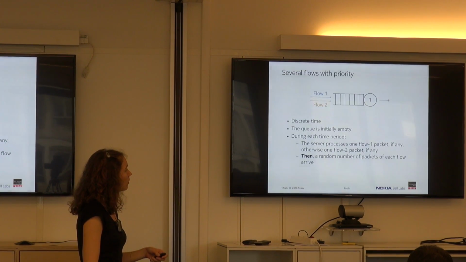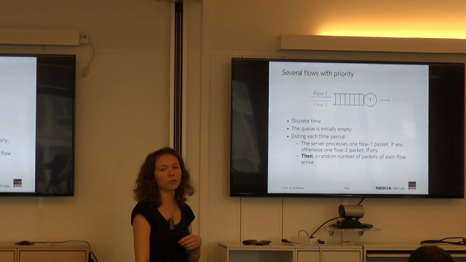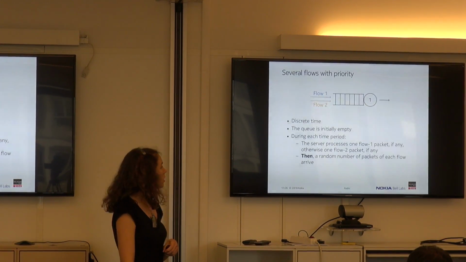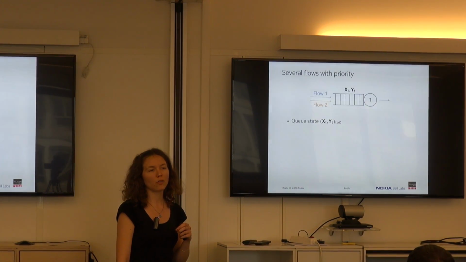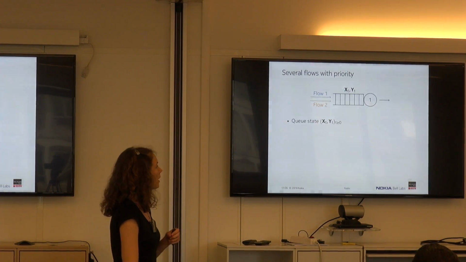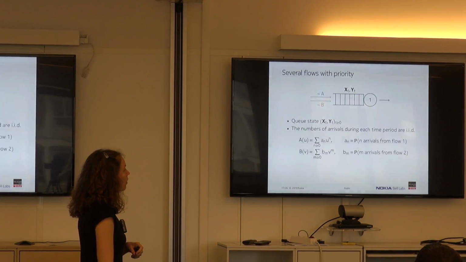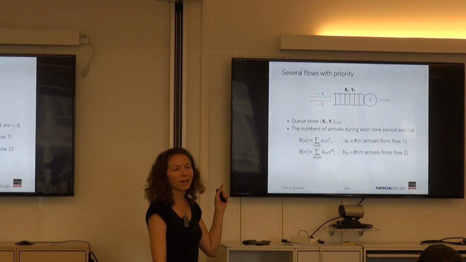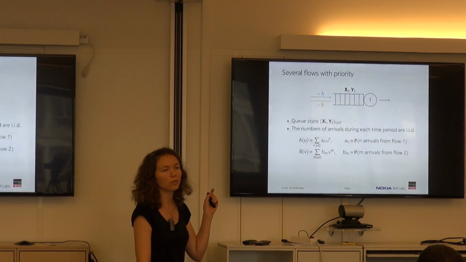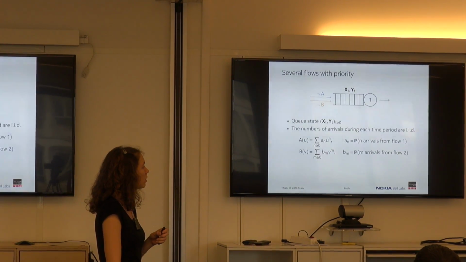And once you have done that, you will have a random number of arrivals for each flow. So again, just a few notations. X will be the number of packets from flow 1, Y the number of packets from flow 2. Then the numbers of arrivals are still IID, and we'll take A to describe the arrivals of flow 1, B for the arrivals of flow 2, similarly to before.